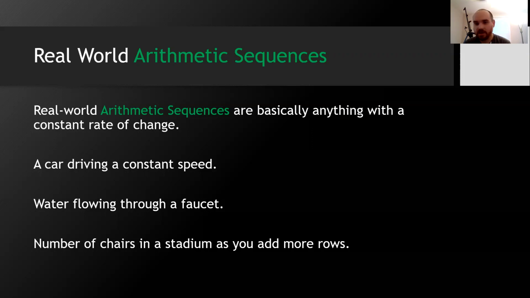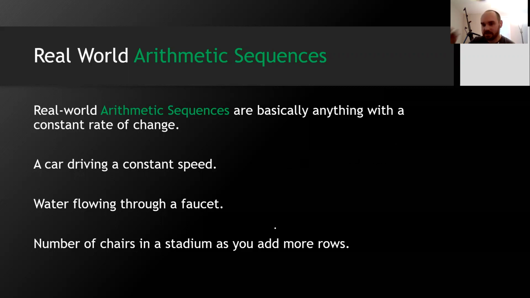A car that's driving at a constant speed. So if a car is moving at 20 miles an hour consistently, then its distance is changing at a rate of 20 each time. So the first hour it goes 20 miles, the second hour it goes 40 miles, the third hour it goes 60 miles, the fourth hour it goes 80 miles, and so on and so forth. So you'd have an arithmetic sequence of adding 20.